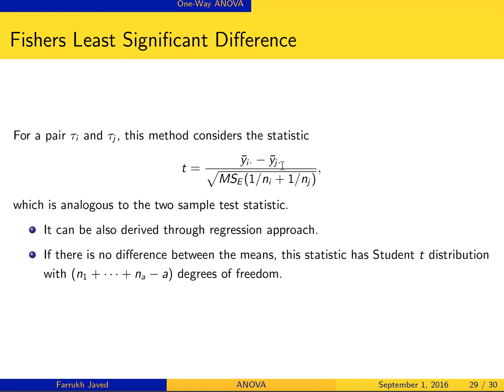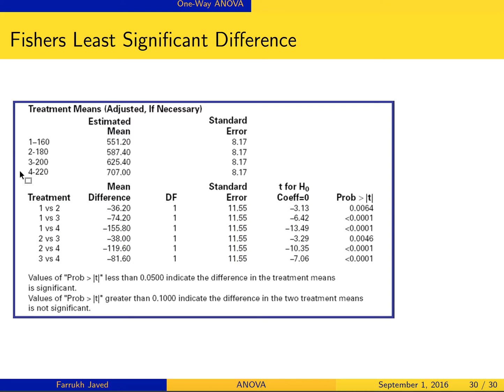And this is the formula, by the way, for that method. Once we are done, we compare this value with the tabulated value, or we compare the p-value again. So now we have a classical output. We had 4 levels for that particular example. The previous example, remember, had 160, 180, 200, and 220 powers. These are the 4 levels.